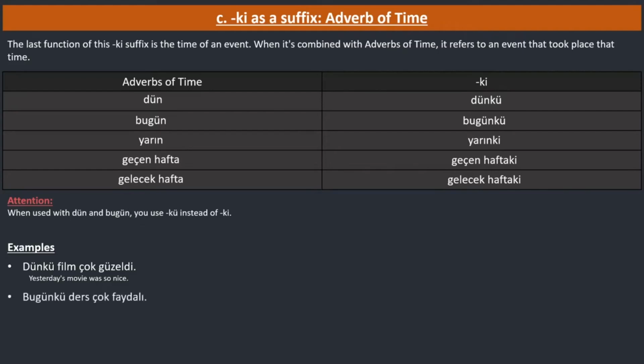Bugünkü ders çok faydalı. So faydalı means helpful, and ders means lesson. So ders çok faydalı. The lesson is very helpful or very useful. But which lesson? Hangi ders? Bugünkü ders. The lesson that is today. Bugünkü ders çok faydalı. Today's lesson, or the lesson which is today.